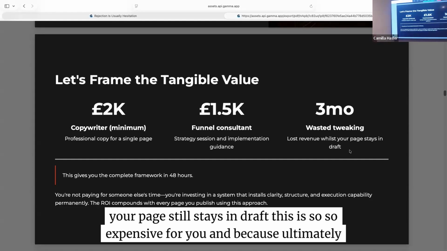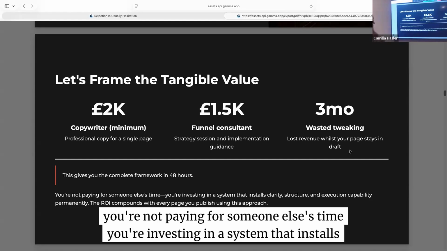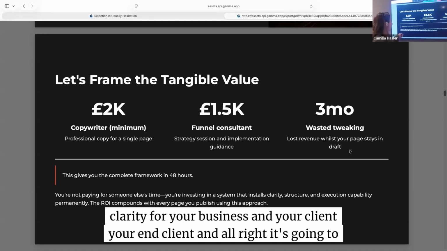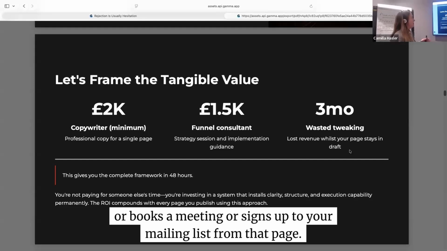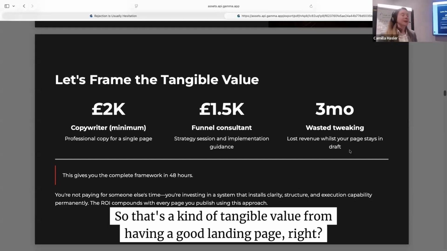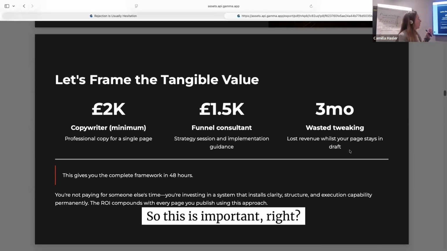And because ultimately you're not paying for someone else's time, you're investing in a system that installs clarity for your business and your end client, and more, right? It's going to deliver more ROI every single time that someone buys or books a meeting or signs up to your mailing list from that page. So that's a kind of tangible value from having a good landing page, right? So this is important, right?